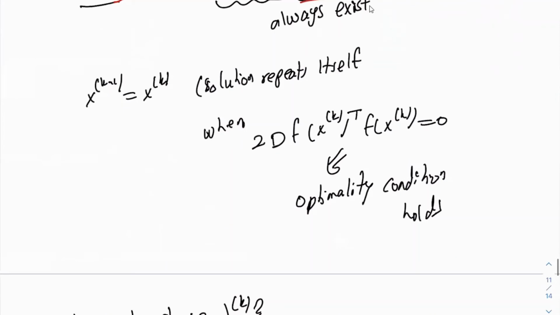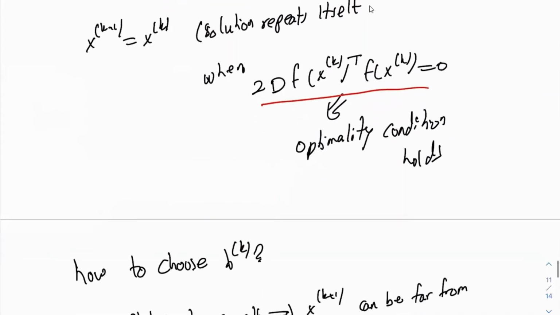If we want this term to be 0, we want this optimality condition again to hold. This 2 is not necessary, but it's a form of optimality condition that we derive, okay? So that's a stopping criterion. Good. More about that at the end of the video.